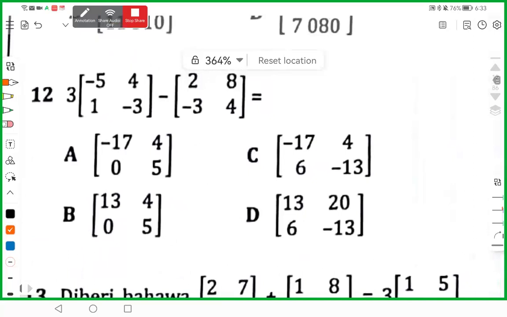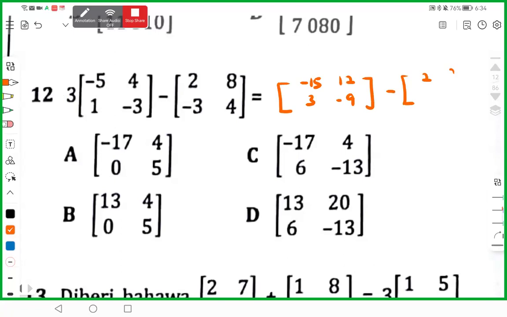Mixed operations, okay, still mixed operation, but we have a scalar here, like the multiple. So you got to times in first, remember, you got to times in first, then only you do subtraction. So the outcome will be negative 15, 12, 3, negative 9, then minus. Okay, so yeah, get negative 17, cancellation method. So 12 minus 84, then 3 plus 3, 6.